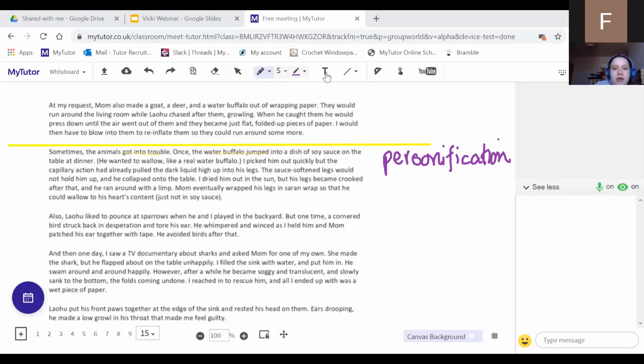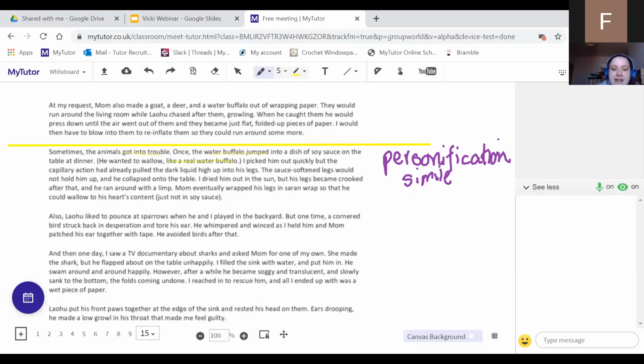I think what I might do is let's stick with the highlighter. Right, so he wanted to wallow like a real water buffalo. So we've got a simile going on there. He is aware that they aren't real. He's aware that they are imaginative, so it's not like a weird hallucination or something like that.